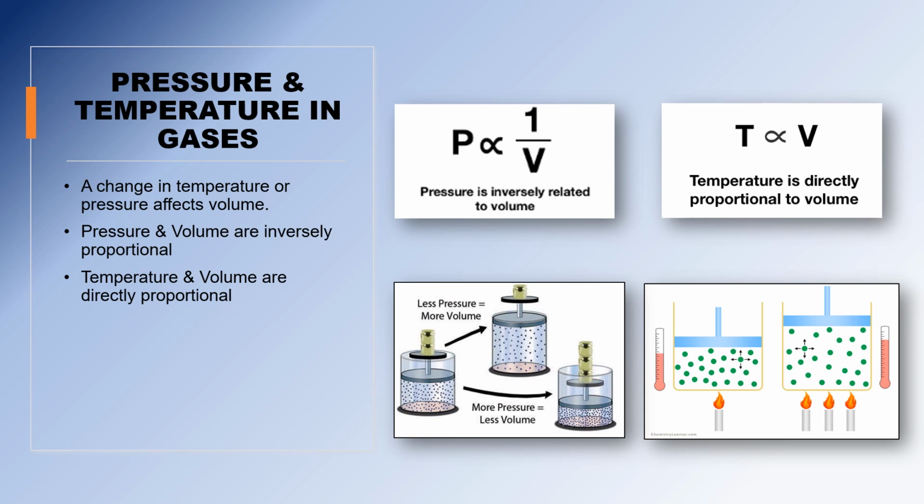Now what about temperature and volume? If you increase the temperature, the volume of gas will also increase. Why? Because if you heat a gas, the particles will gain more kinetic energy, they will move faster, and if they have more energy and they can move faster, they can spread out and occupy more space. So if you increase the temperature of gas, it will increase the volume of gas as well. Similarly, if you decrease the temperature, the particles will have lesser kinetic energy, so the volume decreases.